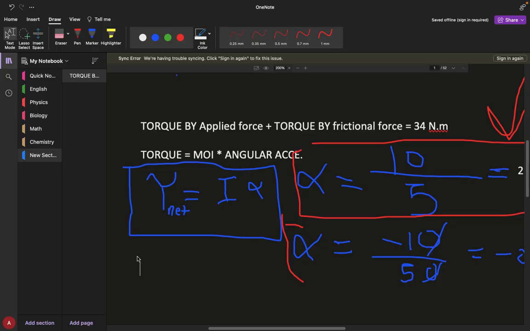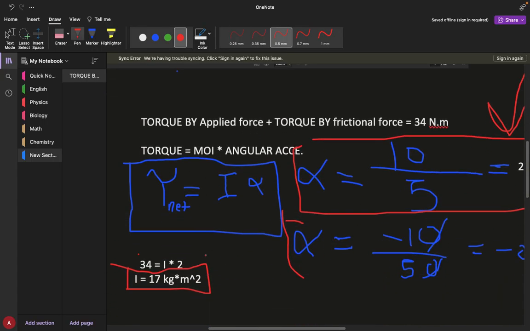So 34 equals I, the moment of inertia, times 2. Now solve for I: it is equal to 17 kilogram meter squared. Now I found the I. Then I move on to finding the torque by the frictional force.